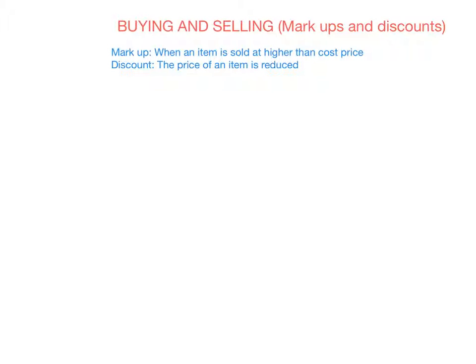Today we're looking at buying and selling, particularly markups and discounts. So firstly, markups are when a business sells something for higher than the cost price. Of course, a discount is when the price of an item is reduced. So what we're going to be doing here is looking at, say, the cost price of something, and we're going to find out how much it should be sold for. This just involves simple percentages that we've been doing.